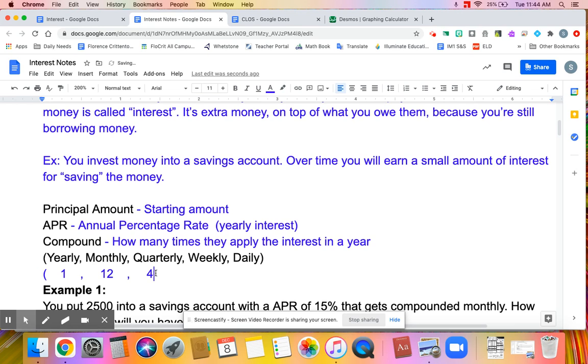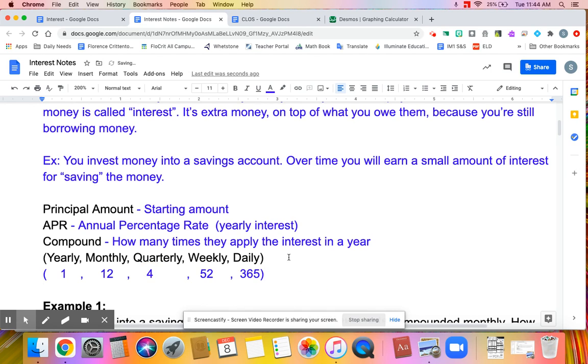So quarterly happens 4 times. Think there are 4 quarters in a dollar, 4 quarters in a year. If it's happening every week, that means it's happening 52 times a year, because there's 52 weeks in a year. And if it's a daily compound, it's happening 365 times in a year, because there's 365 days in a year. So it's happening every day. That's how many times it happens per year. So these numbers beneath are how many times it would happen per year. So if it said compounded yearly, it would be once. Versus if it said compounded quarterly, it would happen 4 times.